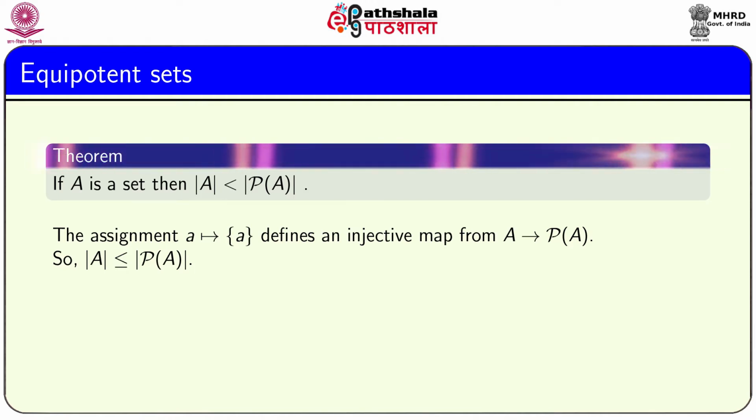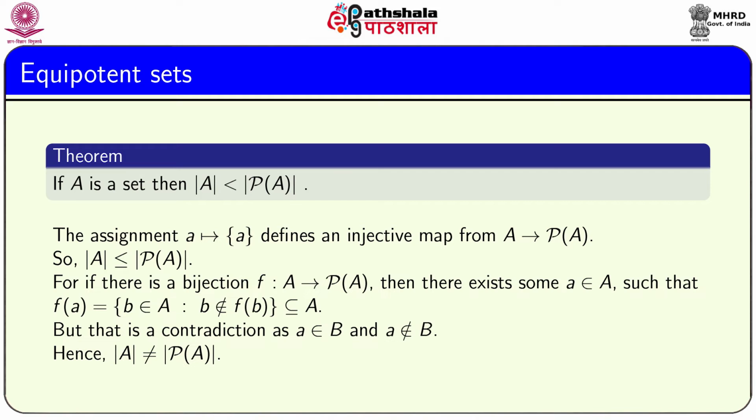Next is a very important one. Here in this theorem, we see that for any set A, mod A is always strictly less than mod of the power set of A. The assignment A goes to singleton A defines an injective map from A to the power set of A. So, mod A is less than or equal to mod of the power set of A. For if there is a bijection f from A to the power set of A, then there exists some A belonging to capital A such that f A, which is the set containing all the points B from capital A such that B is not in f B, will be a subset of A.